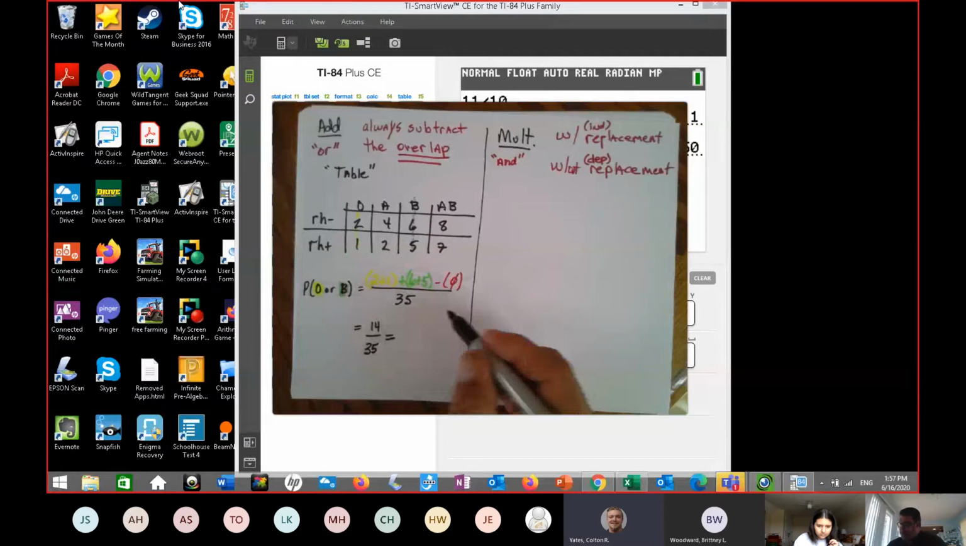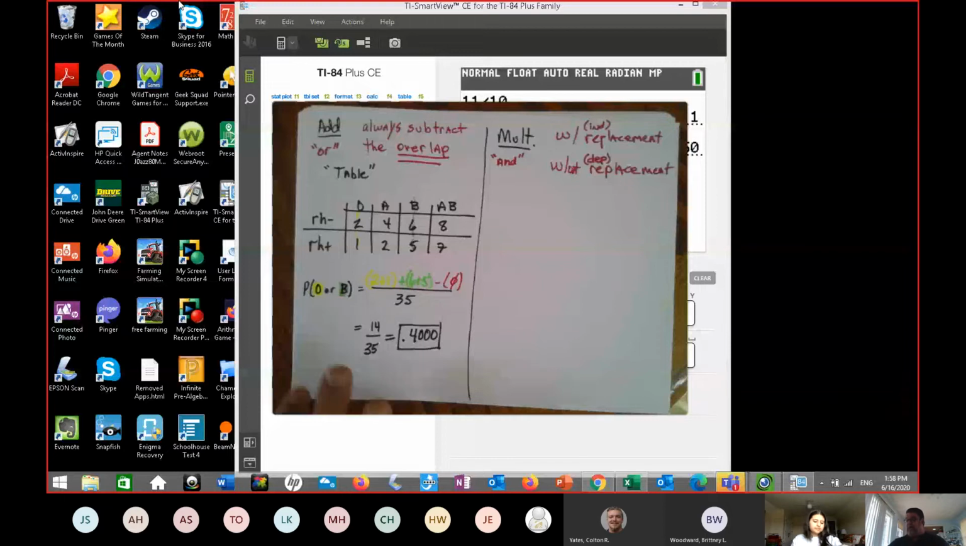It's actually just 0.4. Okay. So your probability of picking somebody out of a hat that's either O or B blood type is 0.4000. Now that's how you do it without an overlap.